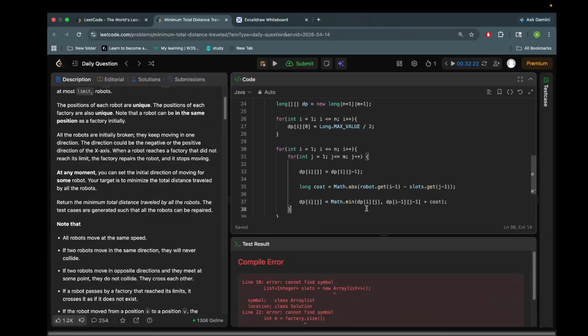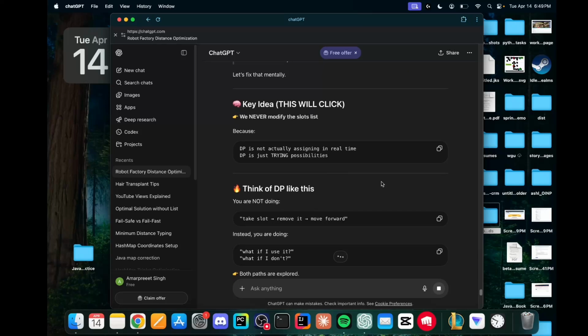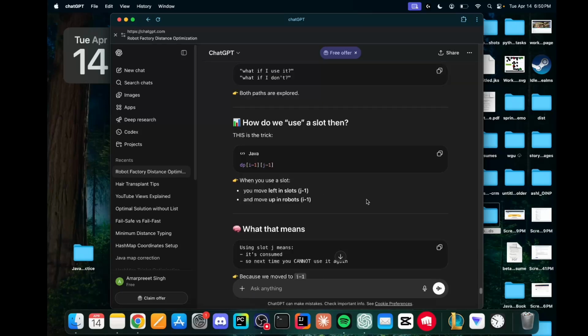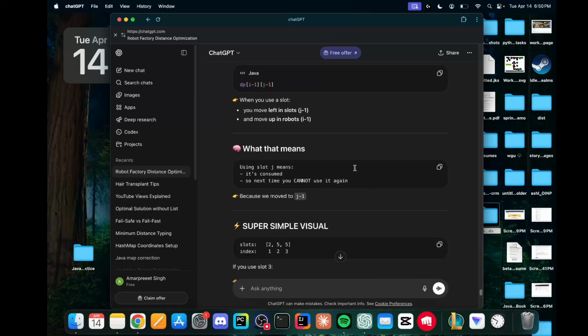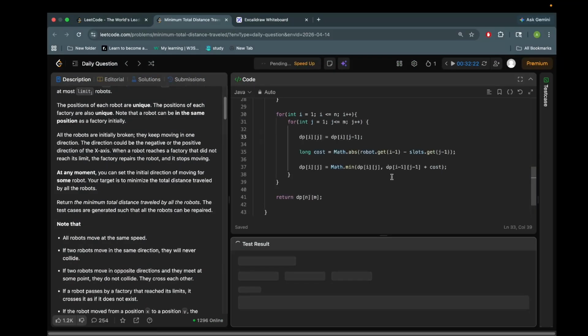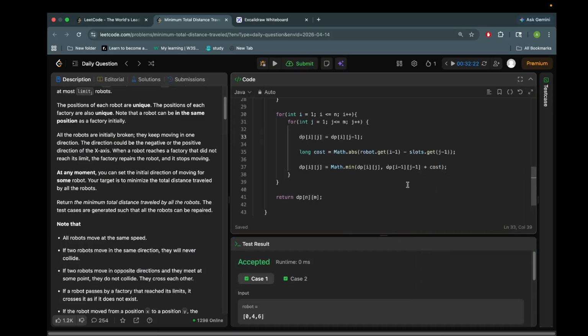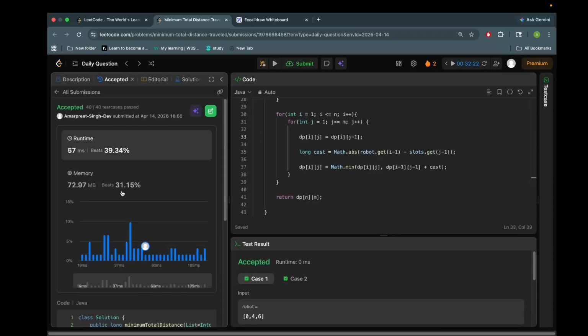Okay, so right here we are skipping the slot. If we take the slot, using slot j means it's consumed. So what this actually means is we are going one position back. Okay, just a little bit, still need to work on these problems, man.